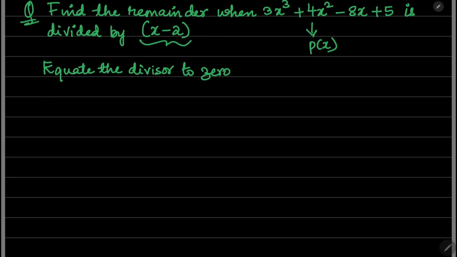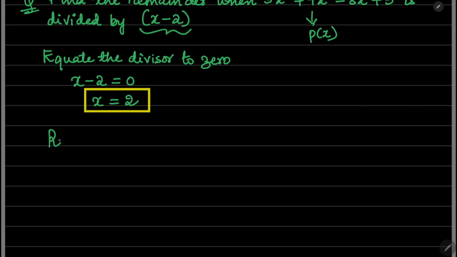So let us do that. Your divisor is x minus 2, equate it to 0. So your x will be equal to 2. I'm just going to put it in a box so that you remember it. And then I have to find the remainder. The remainder, according to the remainder theorem, will be equal to p of 2.